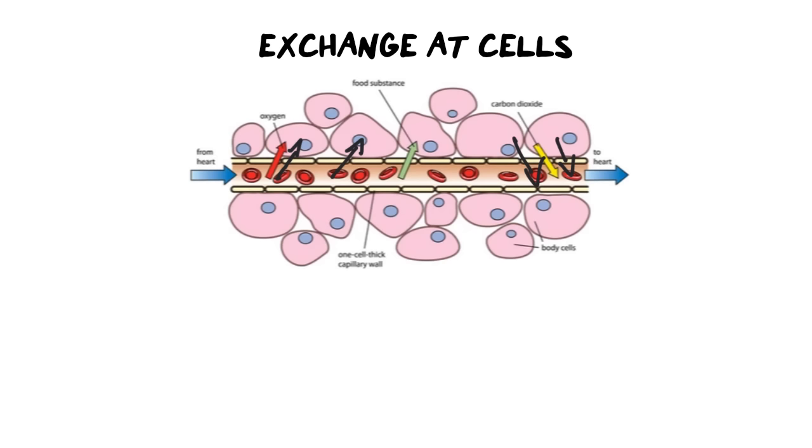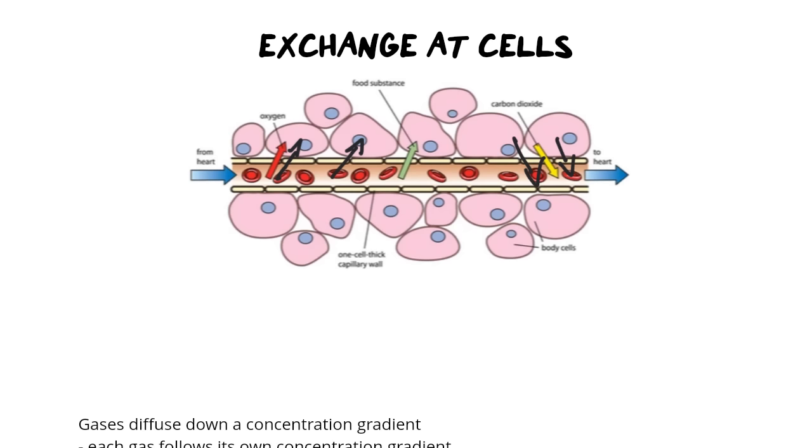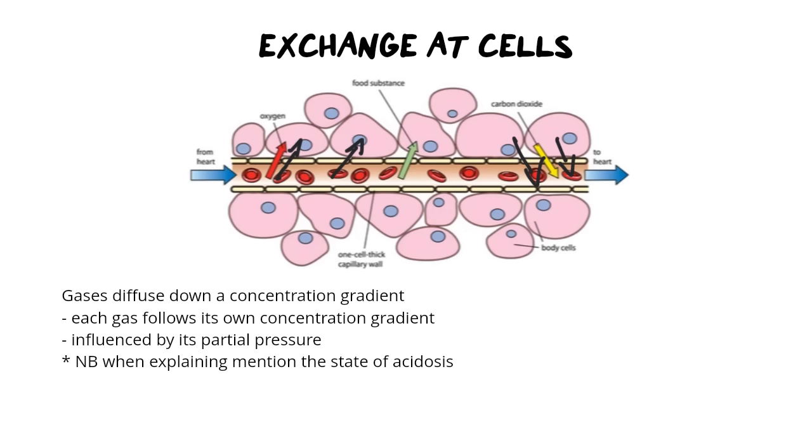Now, when explaining this in an exam or a test, you always need to speak about the fact that these gases are diffusing down a concentration gradient. In other words, they're moving from a high concentration to a low. Be specific about which side is which. So where is the high? In the blood or in the tissue. And then go on to say that the one gas moves from point A to point B, and vice versa for the other gas.